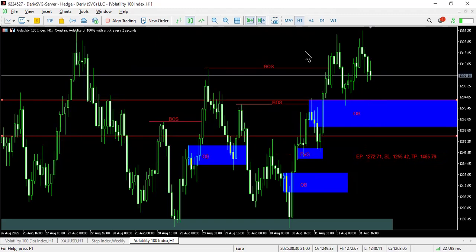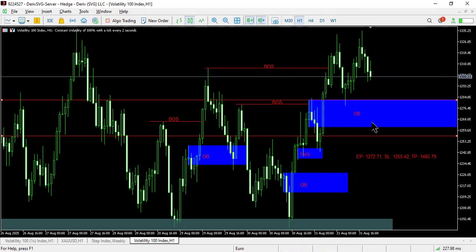Always apply proper risk management, because we are trading probabilities. Nothing is certain in Forex. Therefore, apply proper risk management. But yes, if you want to take a trade on VIX 100, these are the coordinates. Place a buy limit. Looks like price is coming back into this order block again.